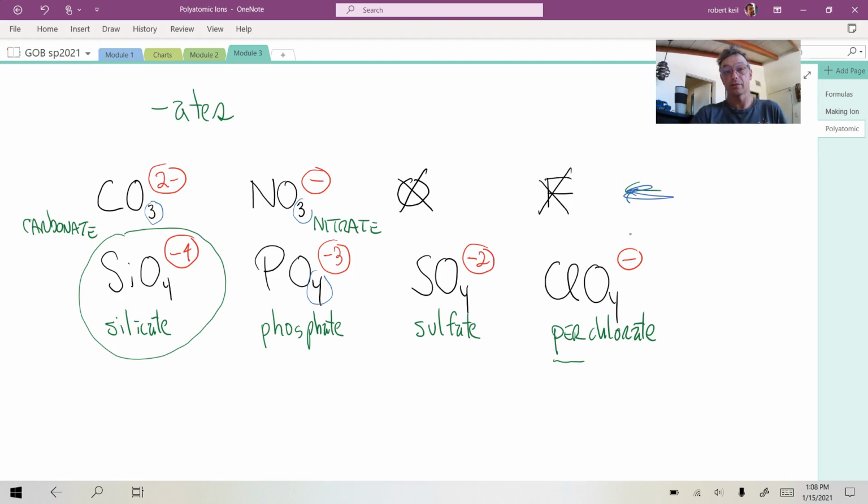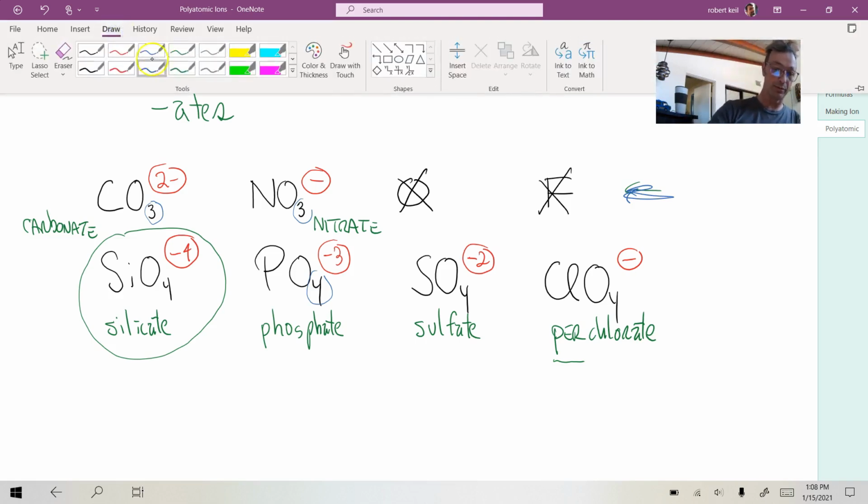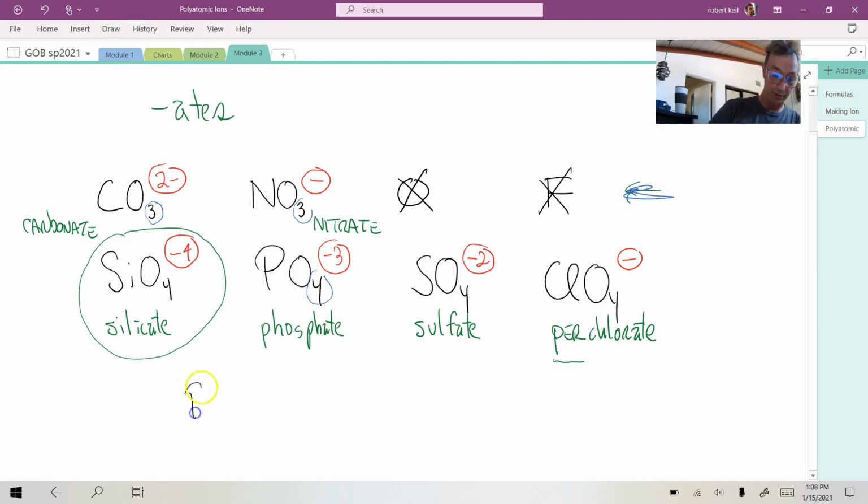Those are the ates. If I asked you, what do you think boron's going to be? So if you don't memorize that one, BO, you probably guess 3 oxygens because that stays constant, and the charge would be -3, and you'd be correct. So that's a pretty uncommon one. You don't see it in a lot of textbooks, but there you go.